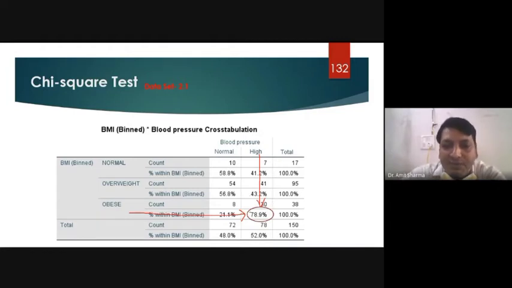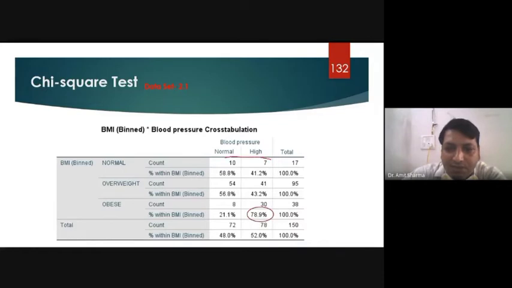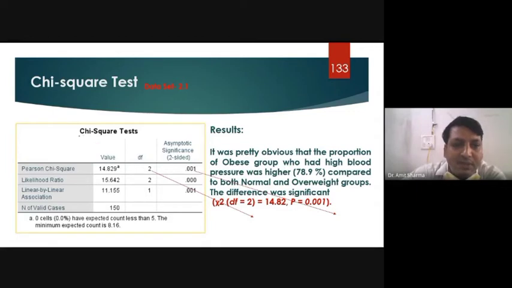So from this table, you have to ignore the totals, and you have to see all these 6 values. Out of these 6 values, this is first percentage, this is second, this is third, this is fourth, this is fifth, and this is sixth. Out of these 6 percentages, which one is the maximum? The maximum percentage will be quoted under the results. And the last table will be the results of your chi-square test. And you have to see the p-value.